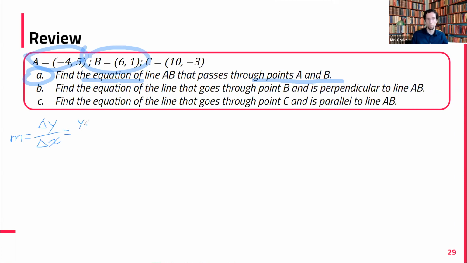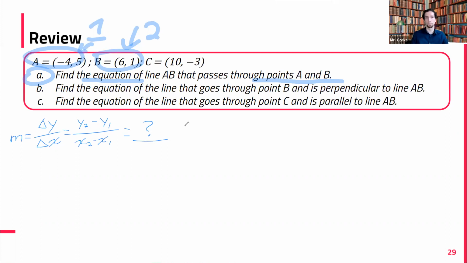Y2 minus y1 divided by x2 minus x1. And the 2 and the 1 we are just randomly defining. Let's say B is point 2 and A is point 1. We just pull out that x value, that y value. So what is the delta, the change in y relative to the change in x? Okay, and that would give us the slope. So that equals whatever number.